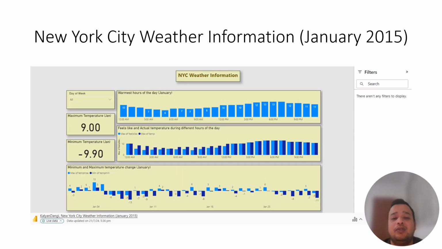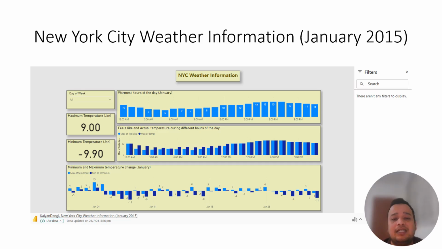In this slide, we will explore the New York City weather data for January 2015 using six different visuals: slicers, card, and cluster column chart. These visuals were chosen to filter data interactively, highlight key metrics, and compare category data side by side, enhancing the data analysis and visualization.